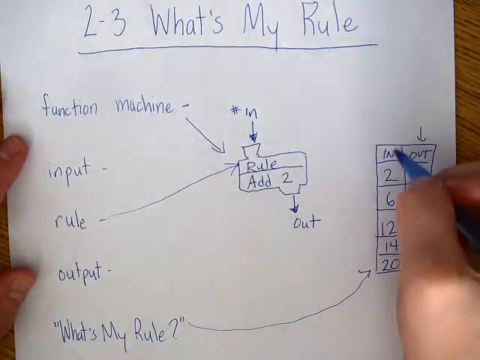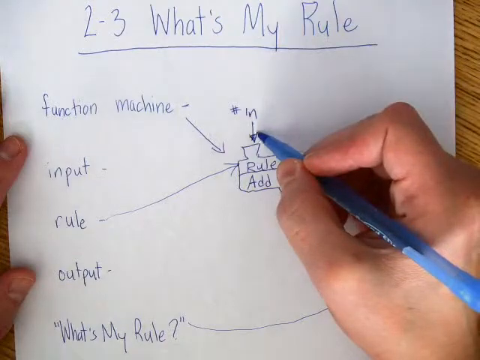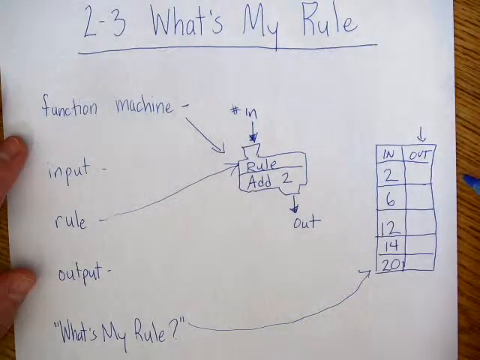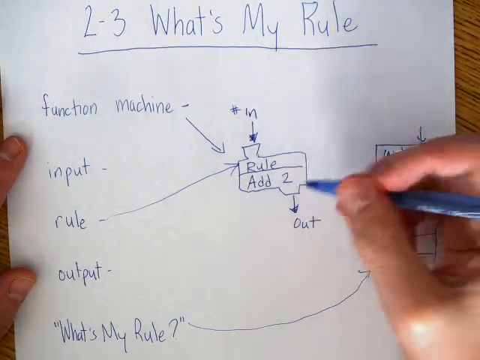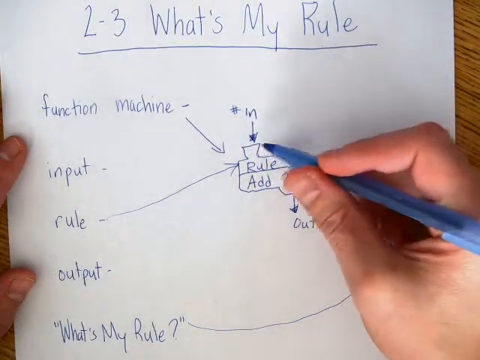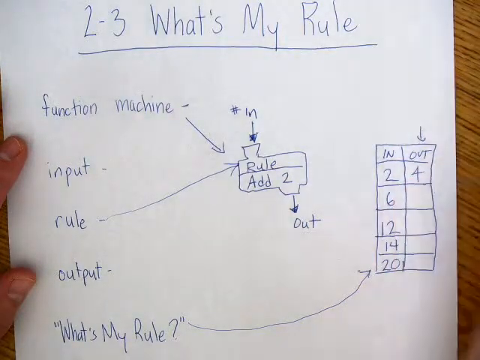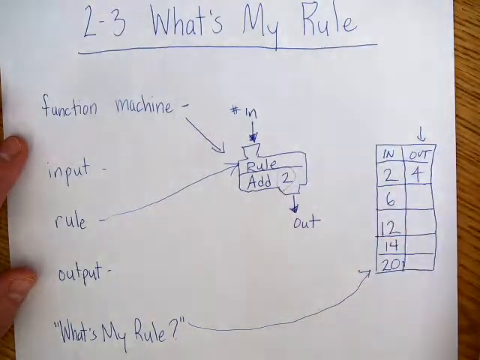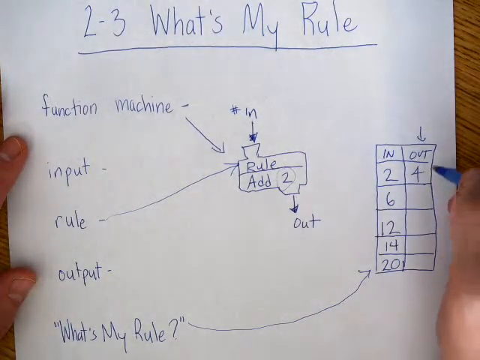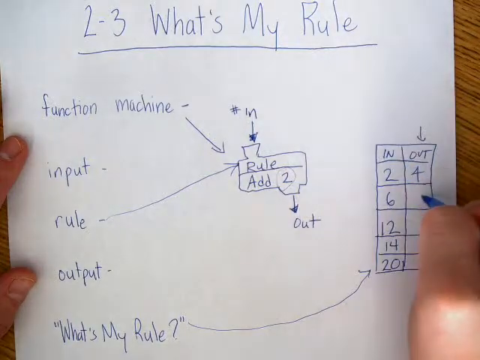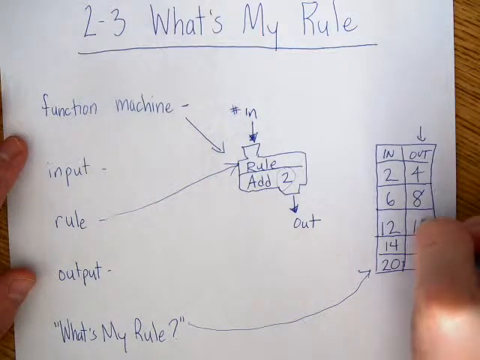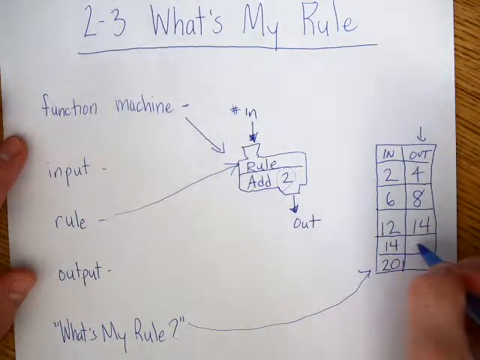So what we do is we take the numbers that are in the in column and we drop them in this machine. This rule happens to them and they come out as a different number. So we put the number in as 2, it gets 2 added to it, so 2 plus 2 comes out as a 4. Any number that goes in this machine changes by adding 2 to it, and then it comes out as a new number. So 6 plus 2 equals 8, 12 plus 2 equals 14, 14 plus 2 is 16, and 20 plus 2 is 22.